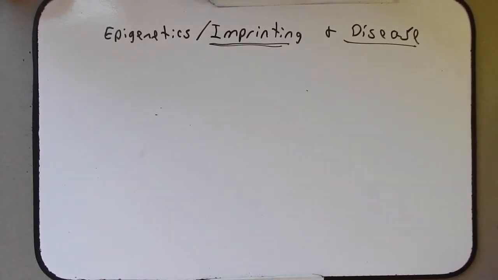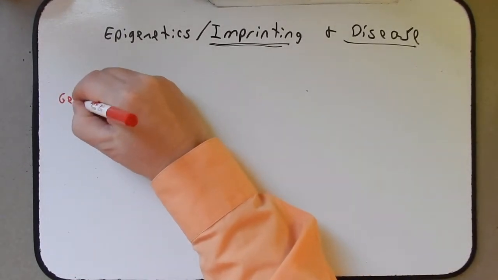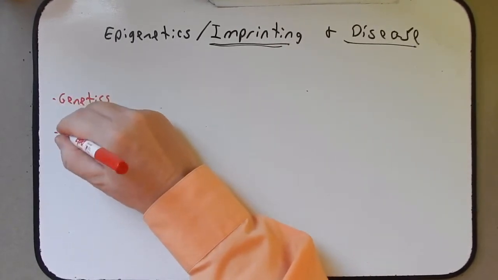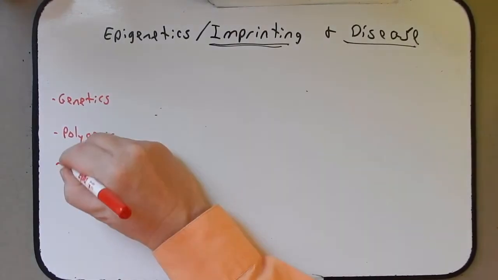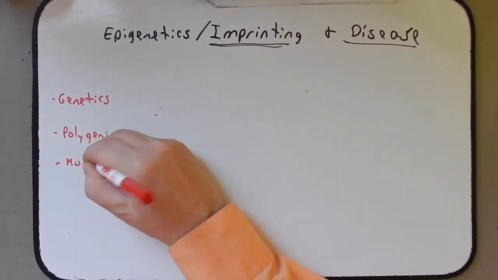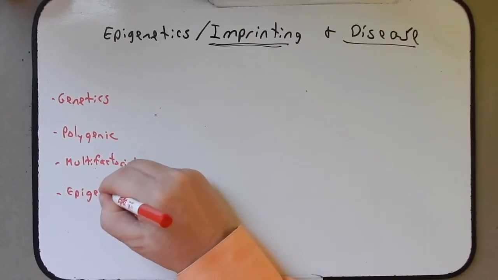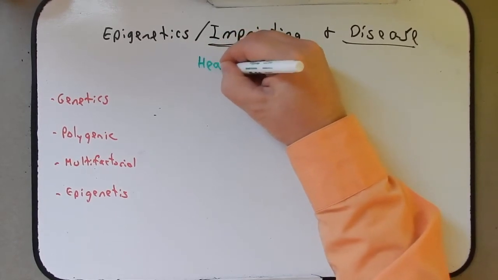As we begin this discussion, I want to go way back and first talk about how genetics plays a role in a disease, and then I want to introduce the term polygenetic. Then let's talk about multifactorial, and then we'll close with epigenetics before we move on. Let's talk about these terms in relation to heart disease.